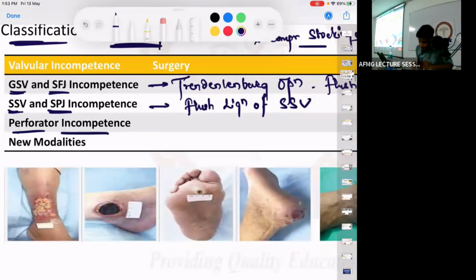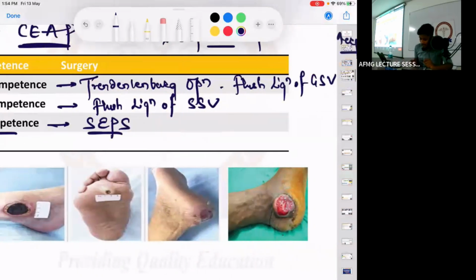For perforator incompetence, which surgery is the best one? This question can come. The name of the surgery is a bit unusual, and such questions are asked. Subfacial endoscopic perforator surgery, SEPS. That is the best surgery for perforator incompetence. Or we can perform the classical perforator surgery.